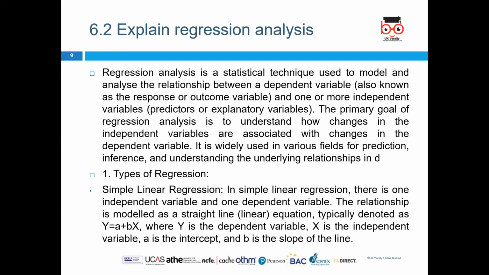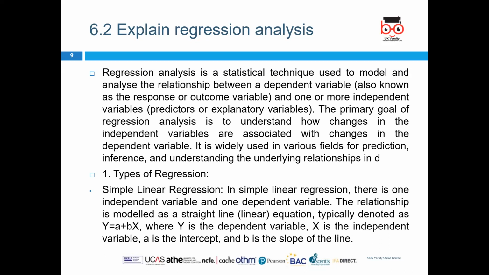Next we look into the types of regression. The first one is simple linear regression. In simple linear regression, there is only one independent variable and one dependent variable. When you are analyzing this scenario, the regression equation is a straight line equation, denoted by the formula y = a + bx, where y is the dependent variable and x is the independent variable.